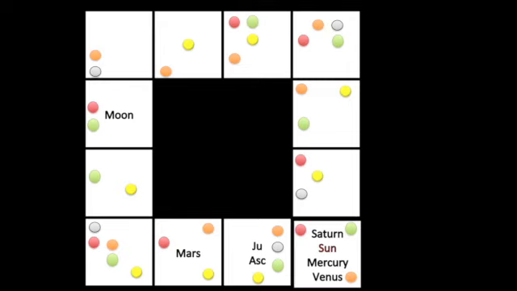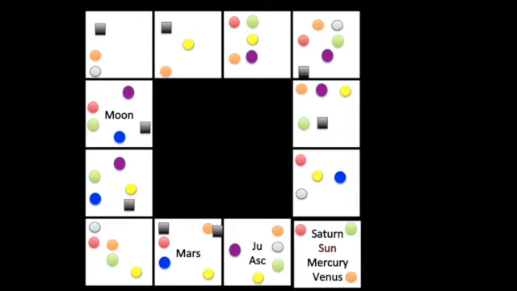Jupiter is beneficial in second, fifth, sixth, ninth, 10th, and 11th houses from Venus. Jupiter is beneficial in third, fifth, sixth, and 12th houses from Saturn. Jupiter is beneficial in first, second, fourth, fifth, sixth, seventh, ninth, 10th, and 11th houses from Lagna.